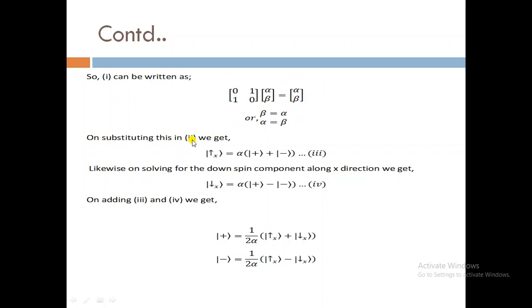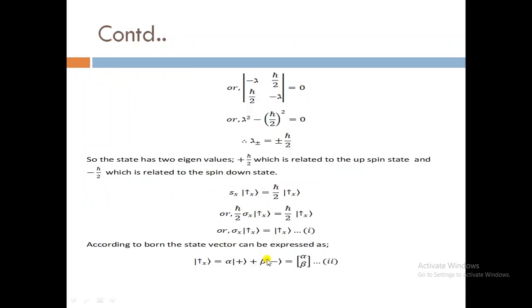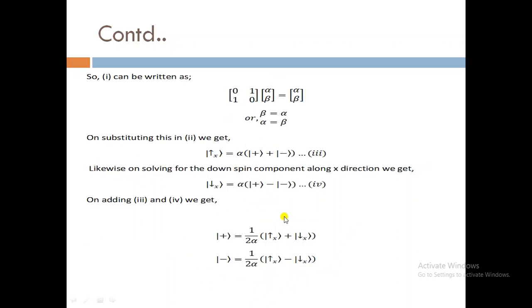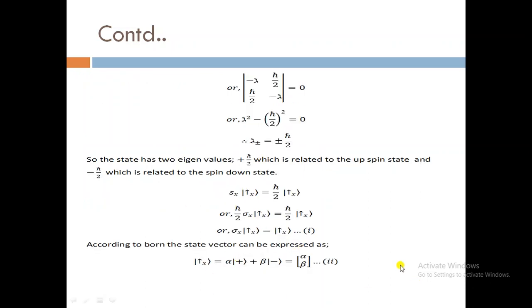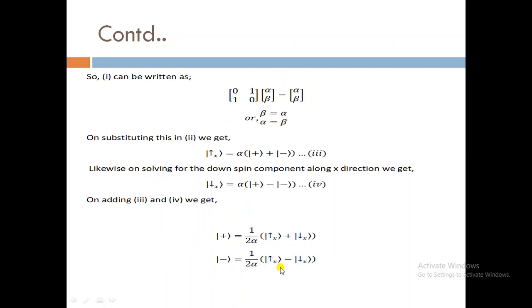On substituting this in equation second, what is our equation second? |↑x⟩ equal to alpha |+⟩ plus beta |−⟩. So |↑x⟩ equals how much? Alpha is common. From here also alpha, here also alpha. So alpha is taken outside common, and |+⟩ plus |−⟩, alpha times (|+⟩ plus |−⟩).